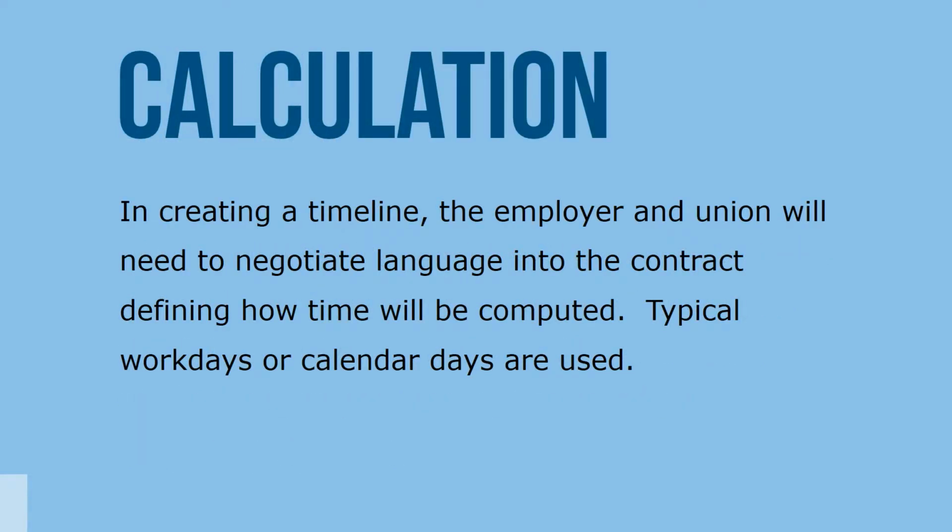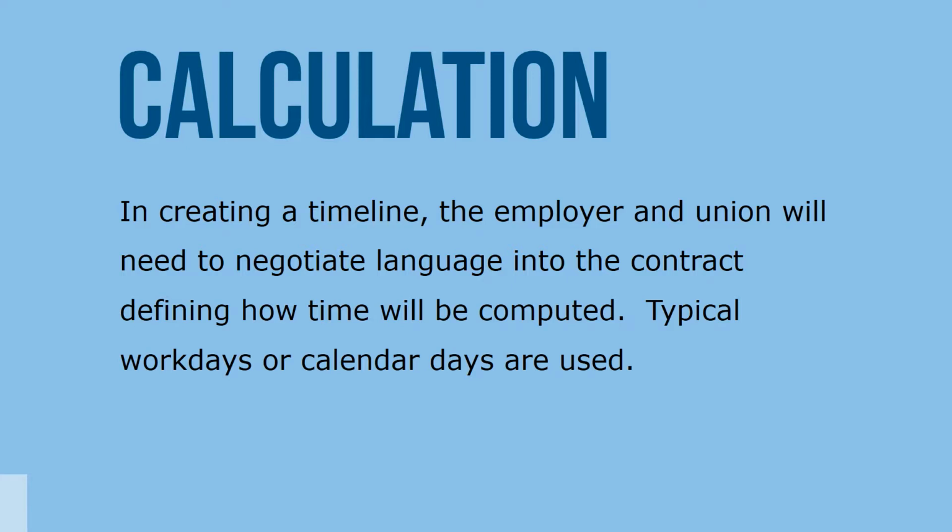In creating a timeline, the employer and union will need to negotiate language into the contract defining how time will be computed. This typically involves a discussion about whether calendar or working days should be used and what should be done in the event the deadline occurs on a weekend or holiday.